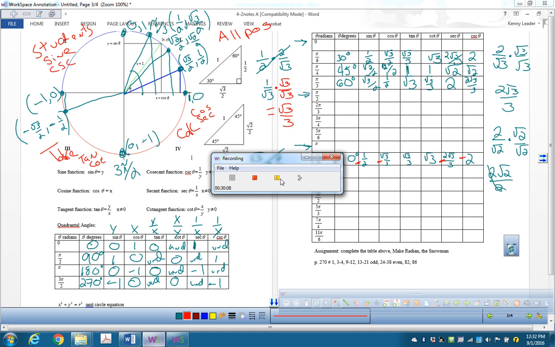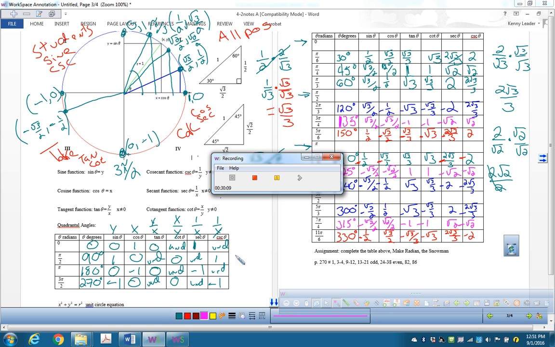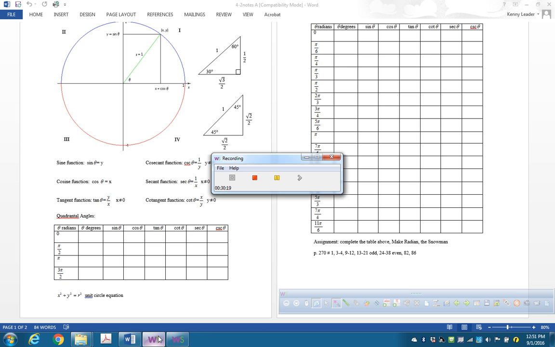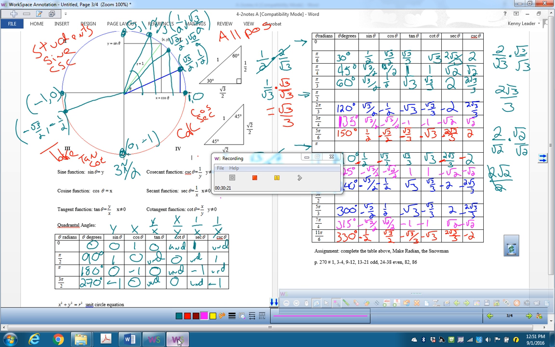Am I still recording? Oh, yeah. So I have a second, and I want to look at a sample problem. Where is it? Not that, not that. Where's my tools? Oh, there they are.